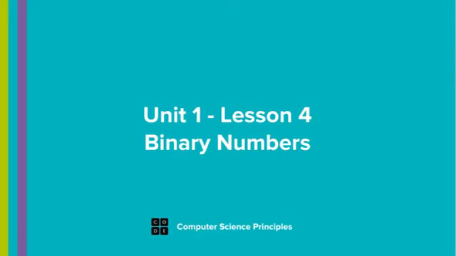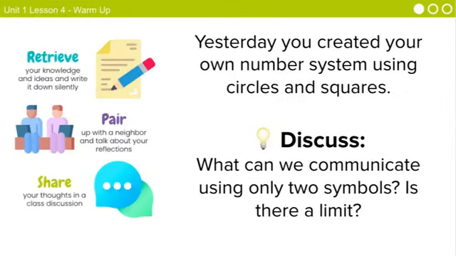So we are starting lesson 4, and it is about binary numbers. For your warm-up in your journal, don't forget to set up your warm-up the way that we do. Yesterday, you created your own number system using circles and squares. In your journal, I want you to come up with as many things as you possibly can to communicate. What can we communicate using only 2 symbols?